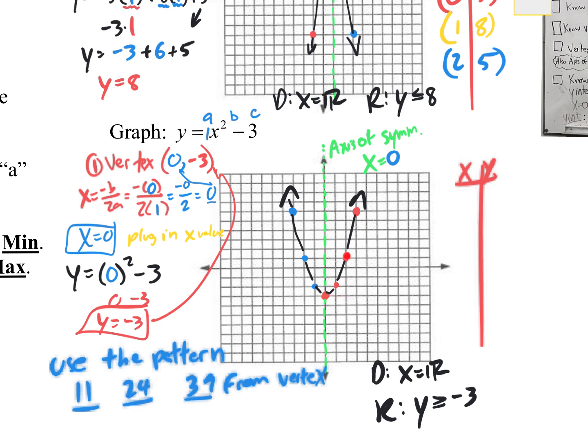2 over 4 up, put a dot right there. Go back to the vertex, 3 over 9 up. 1, 2, 3, 9 up right there, boom.